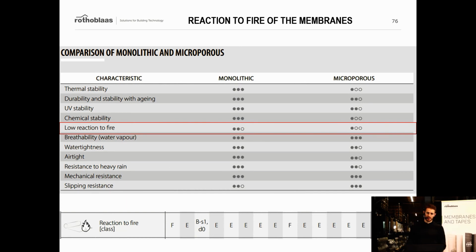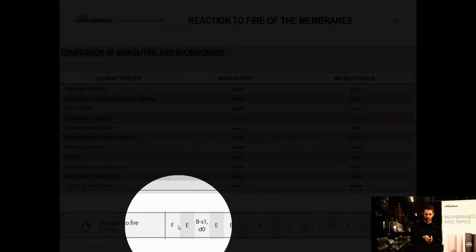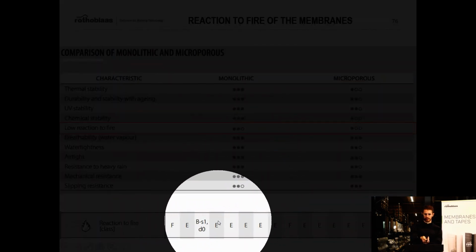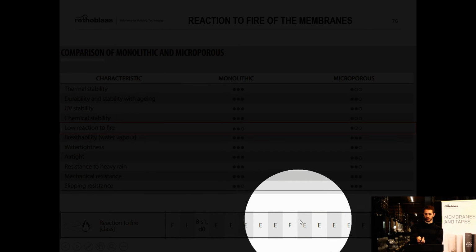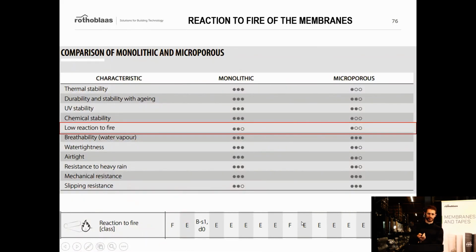Of course, on the technical sheet, you can see how the reaction to fire works, and we have these letters that we can see below here that are showing you what is the reaction to fire of a membrane, for example. And let's talk about monolithic and microporous again.